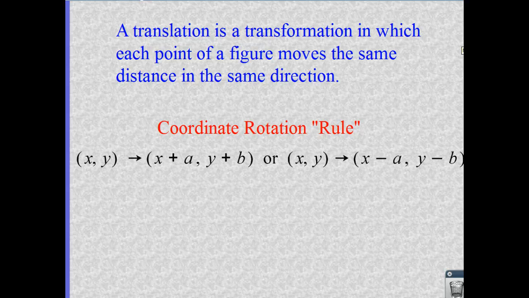All right, let's first talk about what a translation is. A translation is a transformation in which every point of a figure moves the same distance in the same direction. Now, what we have here is something called a coordinate rule. It looks very scary, but this is a coordinate, an ordered pair (x, y). All we are doing to each of the x's and the y's is either adding a value to it or subtracting a value from it, and that's just moving the picture or polygon around the grid.